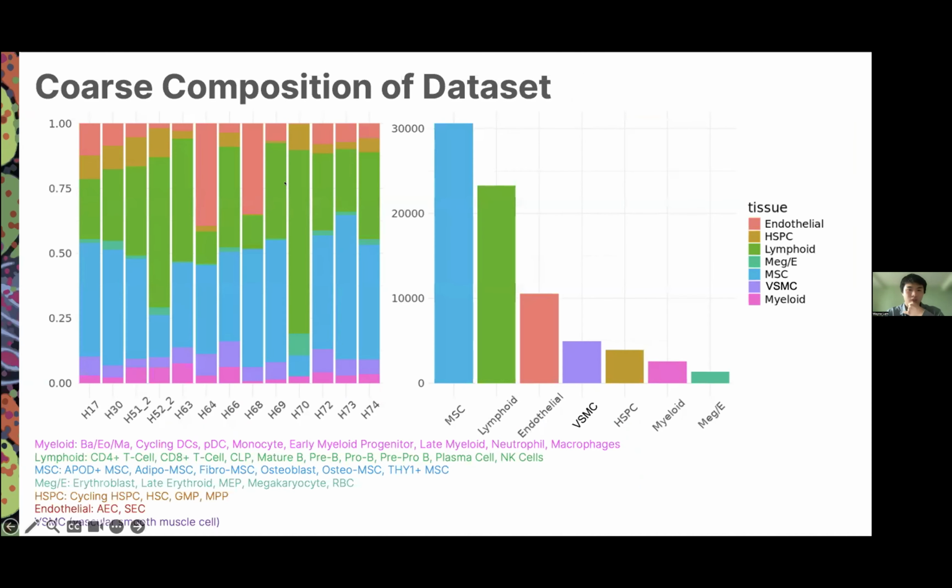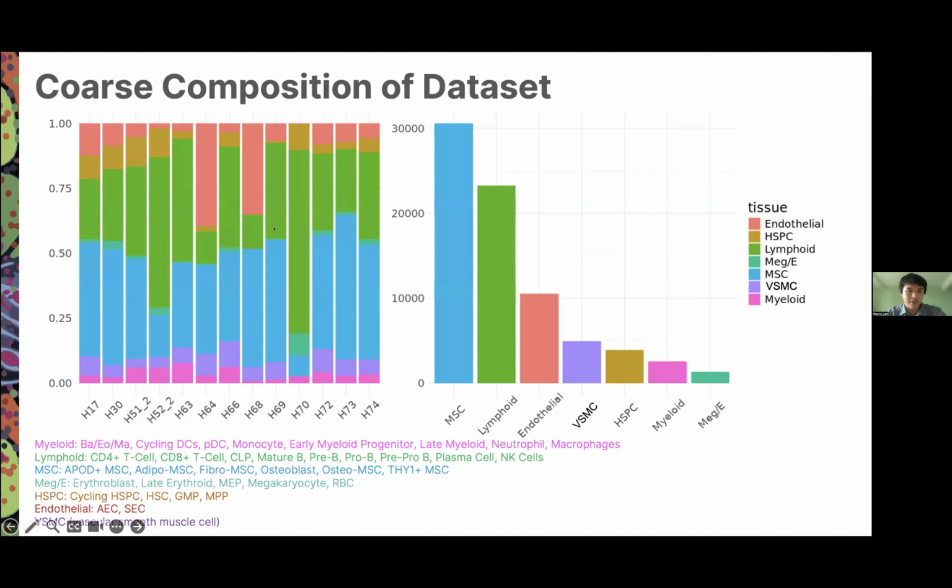So here is a coarse composition of the data set per sample. As you can see here, we have 13 samples in total. And on the bottom is a key of the cell types and what category they belong to. So for example, for the mesenchymal stem cells, you have adipo MSCs, you have fibro MSCs, you have osteoblasts, you have osteo MSCs.